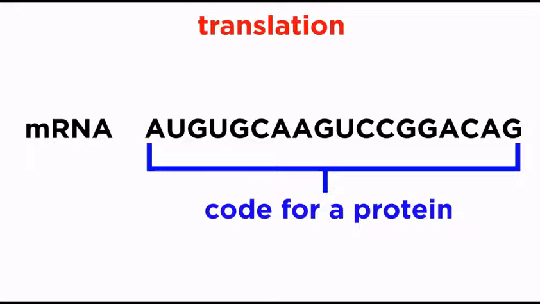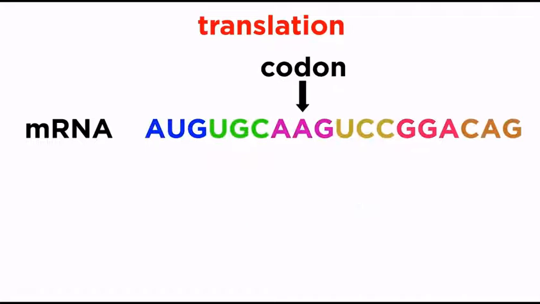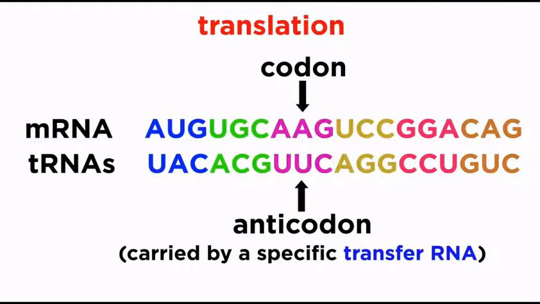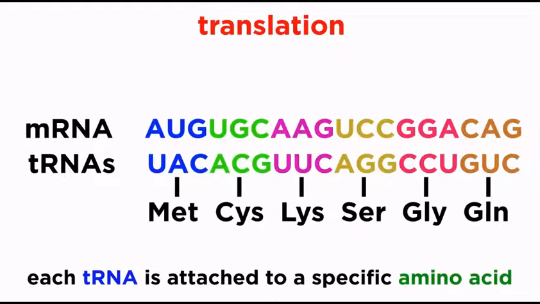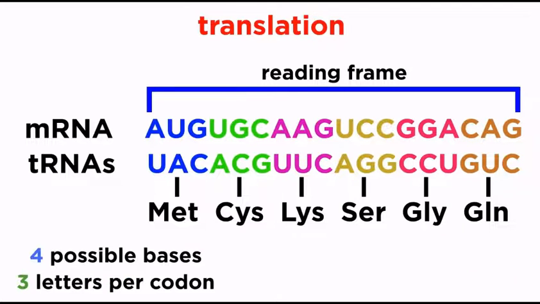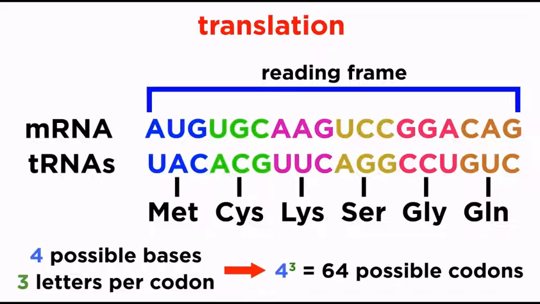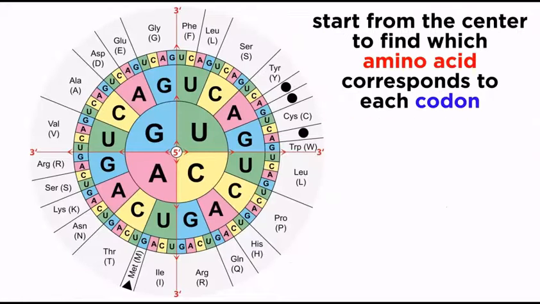During translation, the mRNA acts as a code for a specific protein. This happens because each set of 3 bases on the mRNA, which we call codons, will code for a specific anticodon, which will be carried by a specific transfer RNA, or tRNA. And each different tRNA is covalently linked to a particular amino acid. The arrangement of the nucleotides into these codons is called the reading frame. Since there are 4 bases and each codon has 3 letters, 4 cubed gives us 64 different possible codons, which is more than enough to code for all the amino acids we need. Here is a table of all the mRNA codons and the amino acids they code for.